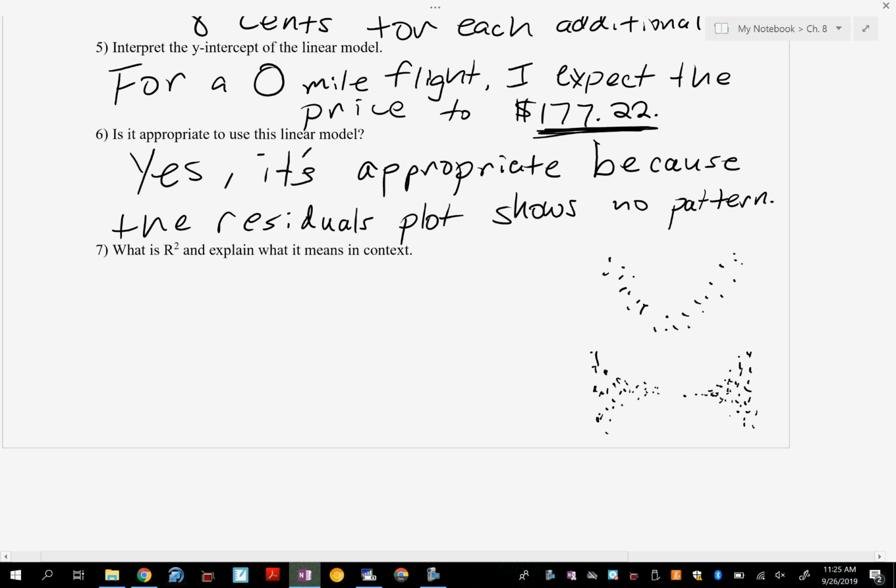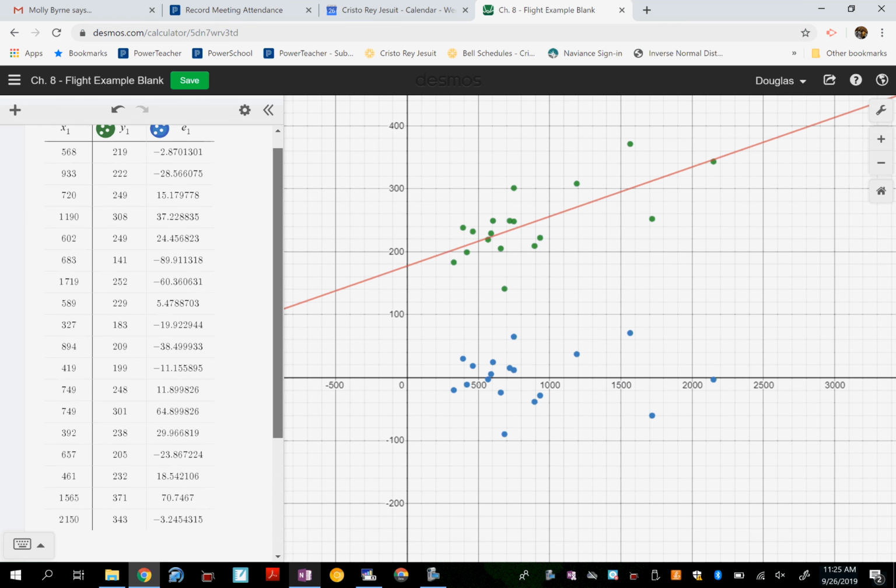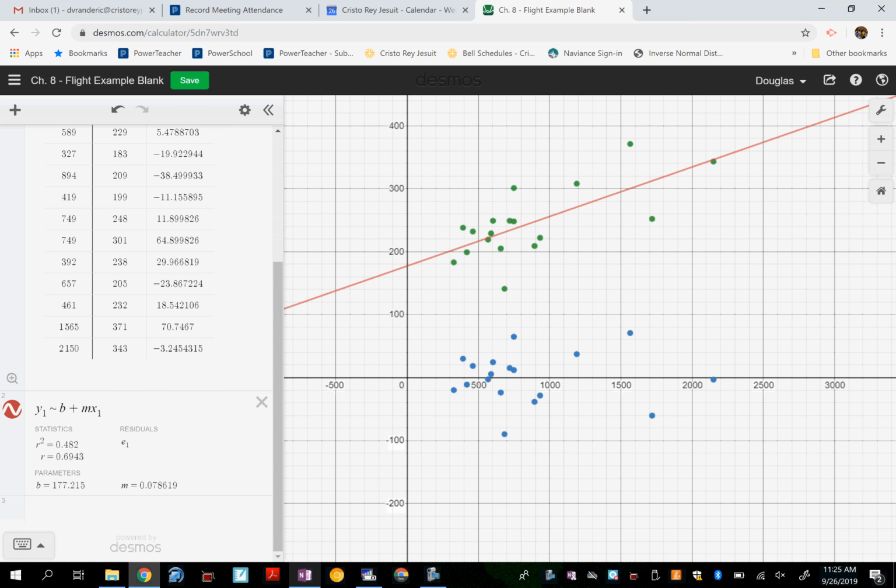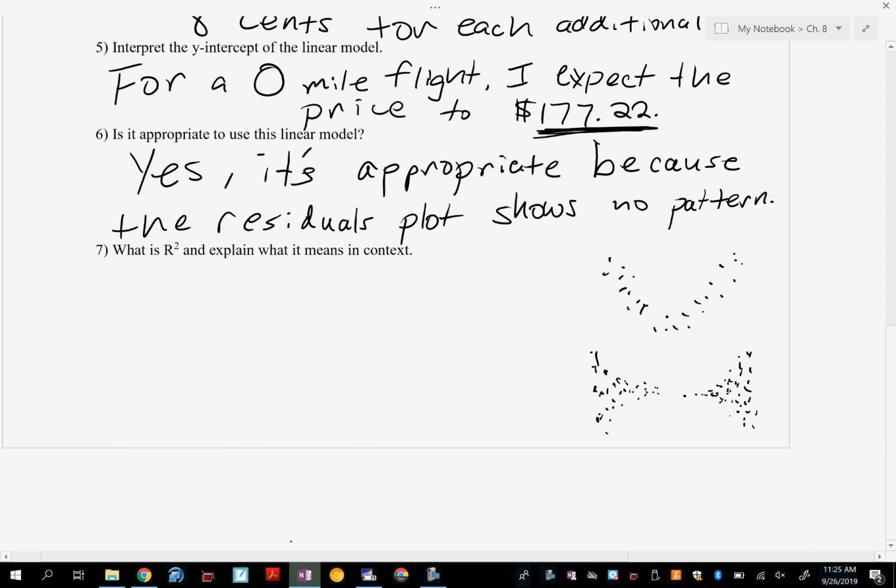Okay, so number 7, the last one. This will be the most missed question tomorrow on the quiz. I'm telling you right now, guaranteed. Number 7, r squared is the most missed question. R squared is calculated for us. It is 48.2. But I always write r squared as a percentage.